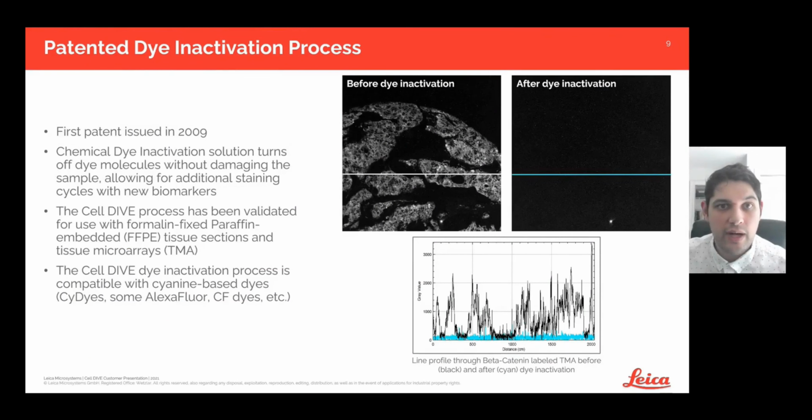The dye inactivation process comes from a patent issued in 2009. It's a chemical dye inactivation solution. It does not damage the sample. It does not remove the antibodies. There's no stripping. So it's very gentle on the tissues. They can be repeatedly stained, destained, imaged effectively indefinitely. It's been validated for use with FFPE tissue and tissue microarrays, and it's compatible with cyanine-based dyes, but there are some dyes that are not classical cyanine dye chemistry that also work as well, such as Alexa Fluor dyes.